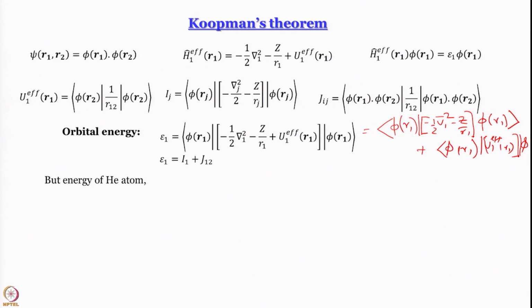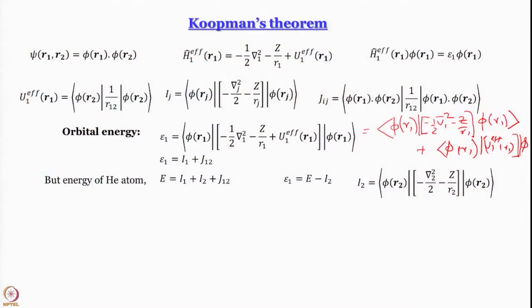What is it? We subtract one from the other, and epsilon 1 turns out to be E minus I2, or I can write E equal to epsilon 1 plus I2, whatever way you want to write. What is I2? Remember what I2 is? I2 is the expectation value of energy of a one electron system with the same atomic number as helium.